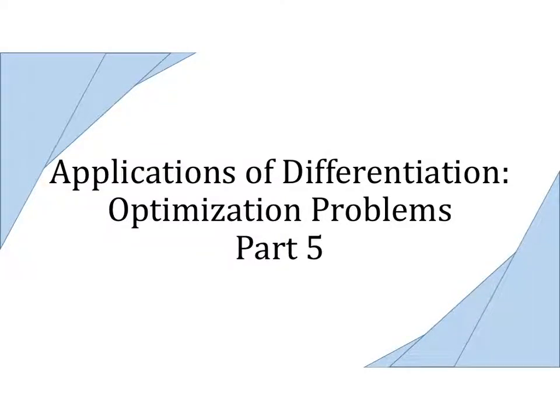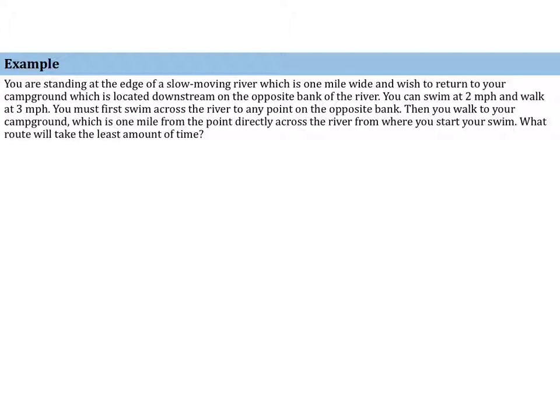In this video, we will look at optimizing time, so using our time efficiently. So let's imagine that you're standing at the edge of a slow-moving river, which is 1 mile wide, and you wish to return to your campground, which is located downstream on the opposite side of the bank. So you can imagine for a moment that you have this river where you're on one side and the campground's on the other. Well, you're going to have to swim across the river.